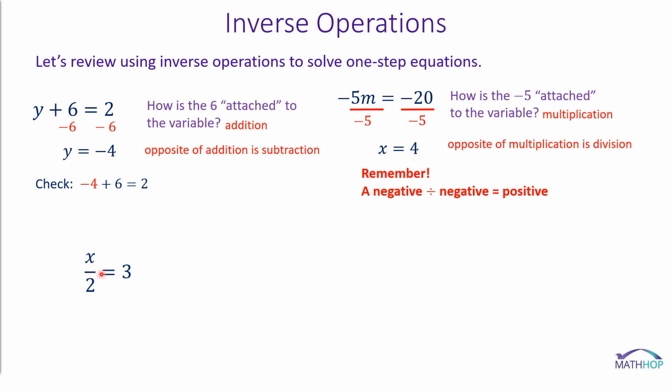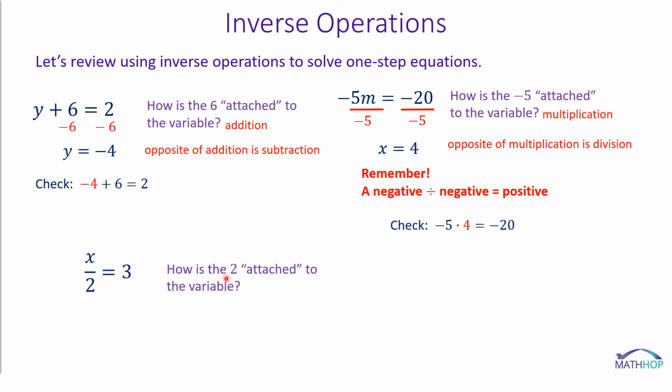X divided by 2. That will tell you that x is not alone on the left side of the equation, and that it's attached to 2 by division. So when we say, oh, I forgot to do the check for that one. -5 times 4 is, in fact, -20. All right, now for real, moving on.